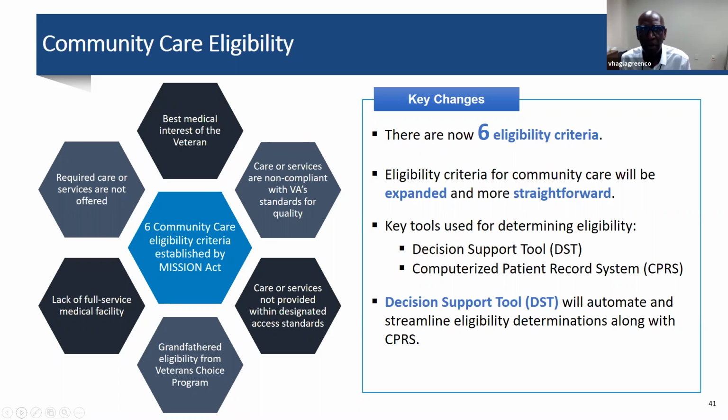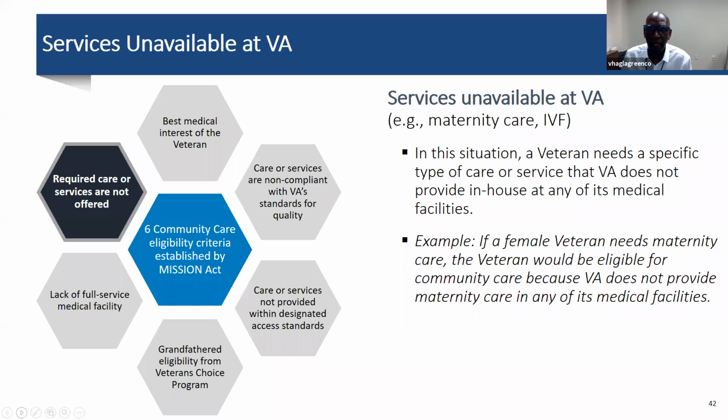Now I'd like to talk about community care eligibility. Next slide. And I'm going to go over these pretty quickly. So the first one is service unavailable at the VA. For example, as you can see in this example, say we have a female veteran and she needs maternity care. Well, we're not in the business of administering maternity care. So since it's in the best interest of the veteran and the service is not available, the female veteran can go out on the Mission Act to receive care in the community.